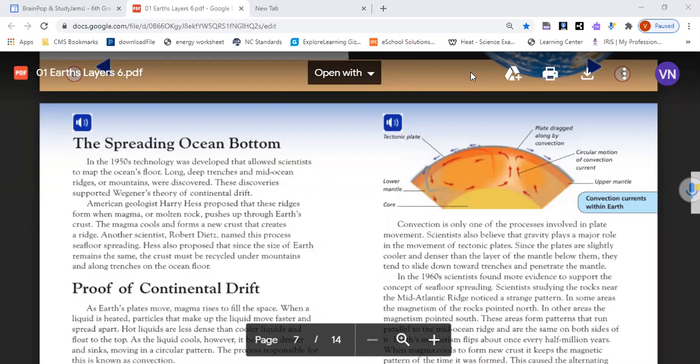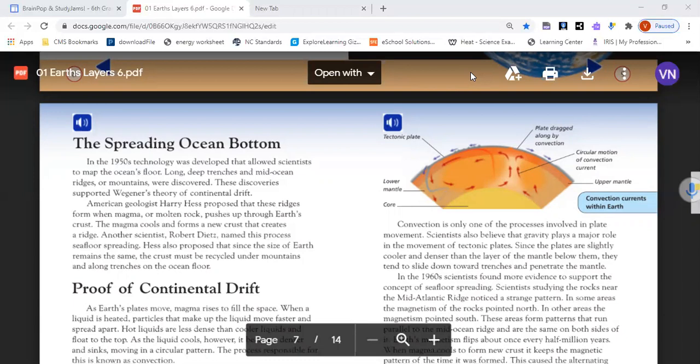So, you remember we talked about Alfred Wegener suggesting Pangea and continental drift, but there was no proof. Right then, in the 1950s, technology started developing, and hence Alfred Wegener's theory of continental drift became a valid theory, because scientists could figure out that there were trenches and mid-oceanic ridges, mountains inside the ocean.